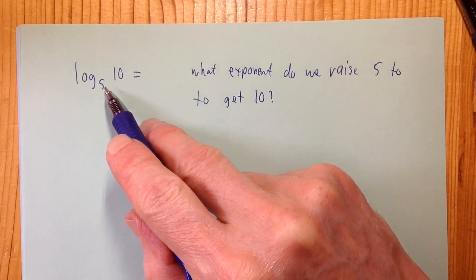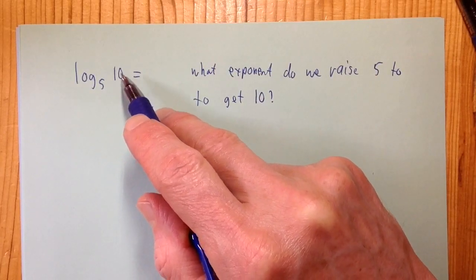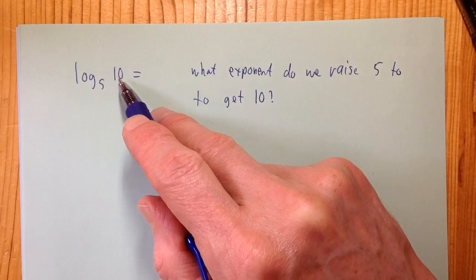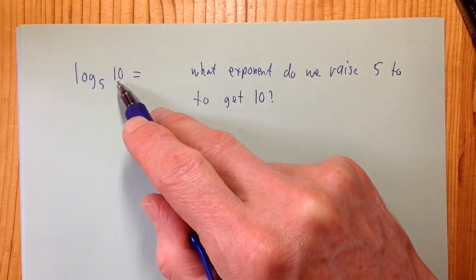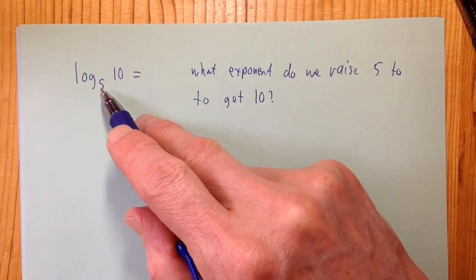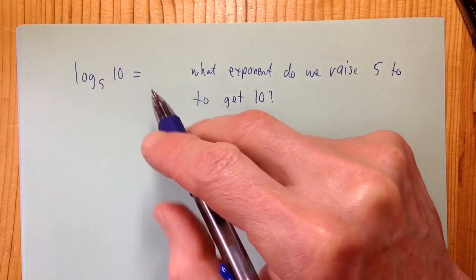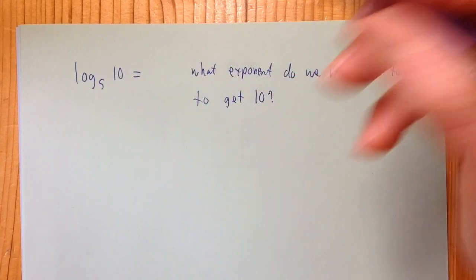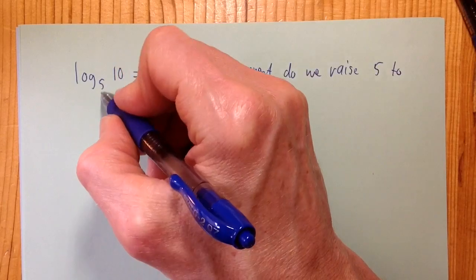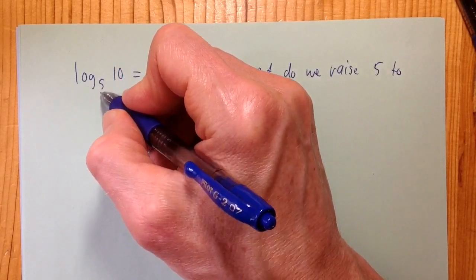Raise 5 to the 1 power, it's 5. That's not big enough. 5 to the 2 power is 25. That's too big. So probably it's 1.1 or something like that. So then how do we know exactly? Well, we use the rule we just said. We don't know what log base 5 is. It's not in our calculator.